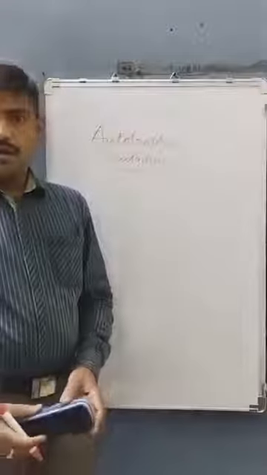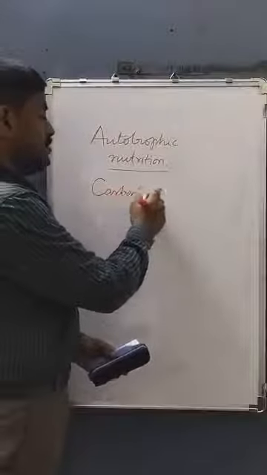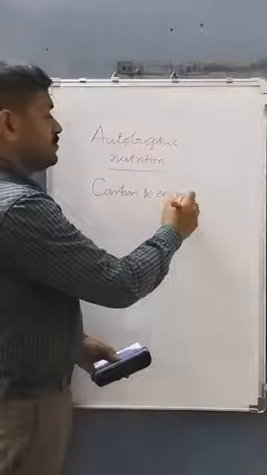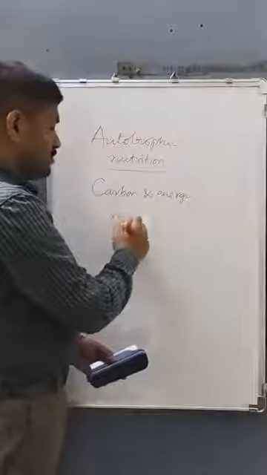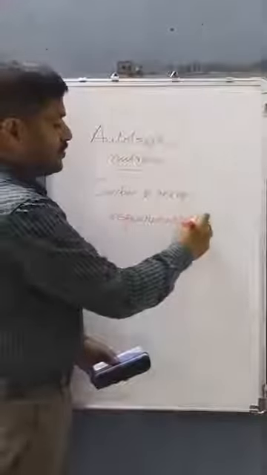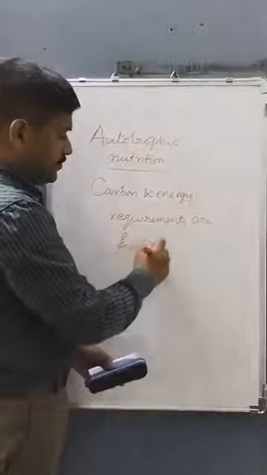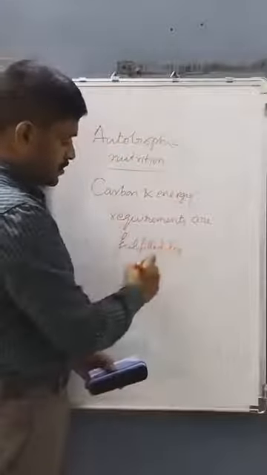What is autotrophic nutrition? In autotrophs, carbon and energy requirements are met by the process of photosynthesis. Carbon and energy requirements are fulfilled by photosynthesis.